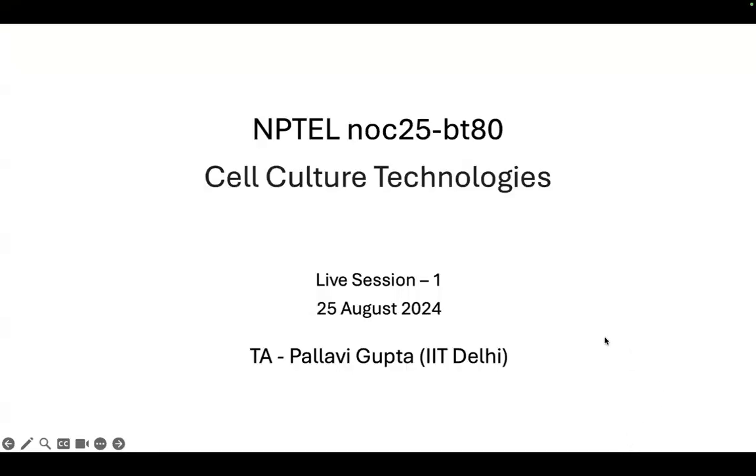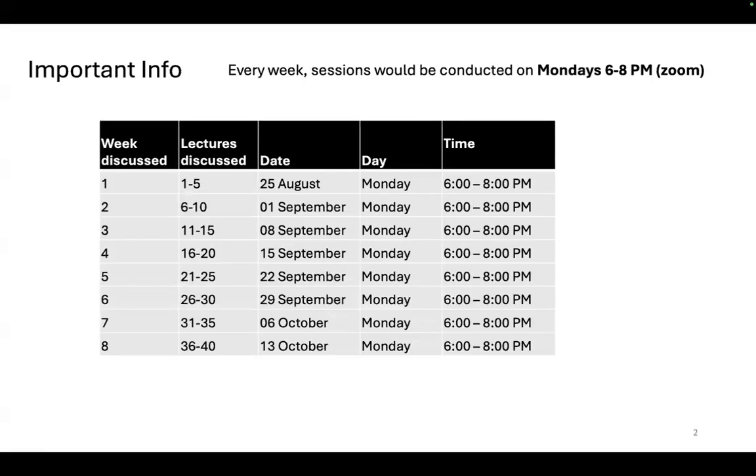Right, everybody. So, good evening. And so you've all signed up for this course, Cell Culture Technologies, right? As you may be familiar already, this is an 8 week course, and you'll have 5 lectures of roughly 30 minutes each. So that's about 2.5 hours every week.